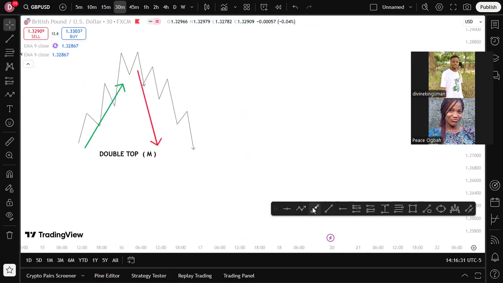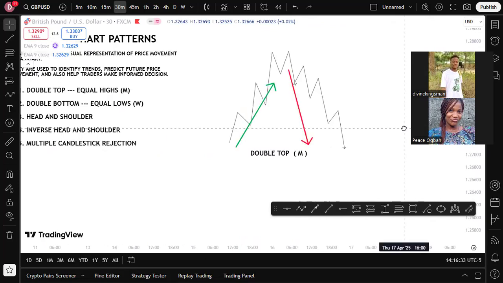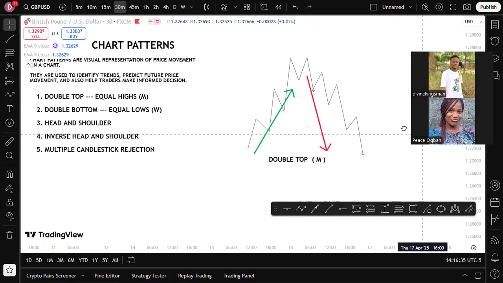Now for the double bottom, which is the second one we'll be talking about, let's see if we can cover all five of them. But if we can't cover them all, tomorrow we continue with the next one.